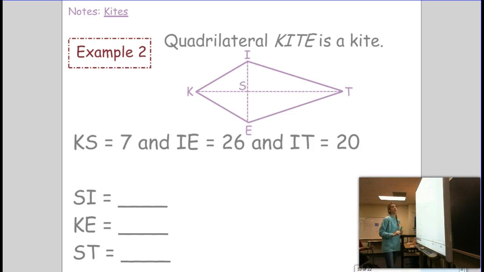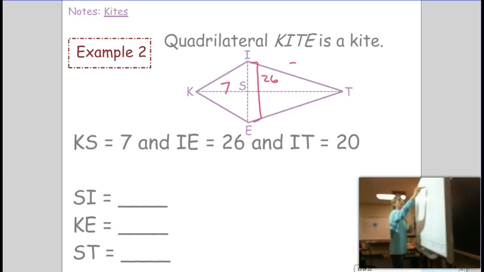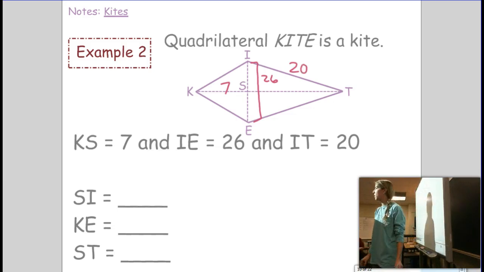Try this one. Quadrilateral KITE is a kite. Imagine that. KS is 7. Label your picture. IE is 26, and IT is 20. Are these sides or angles? Sides. So don't you dare use 180. Don't you dare use 90. Well, kind of use 90 indirectly.